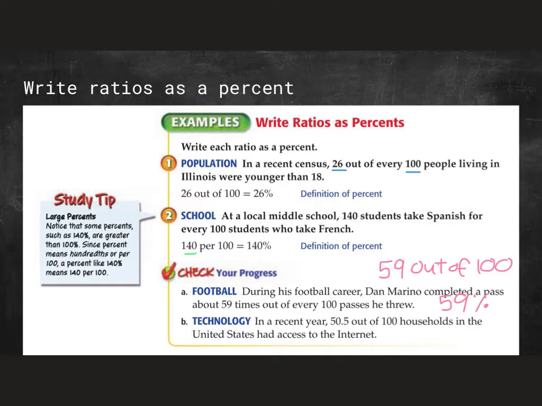Okay, in a recent year, 50 and 5/10 out of 100 households in the United States had access to the internet. So that ratio is 50 and 5/10 out of 100. So that would be 50 and 5/10% by the definition of a percent.